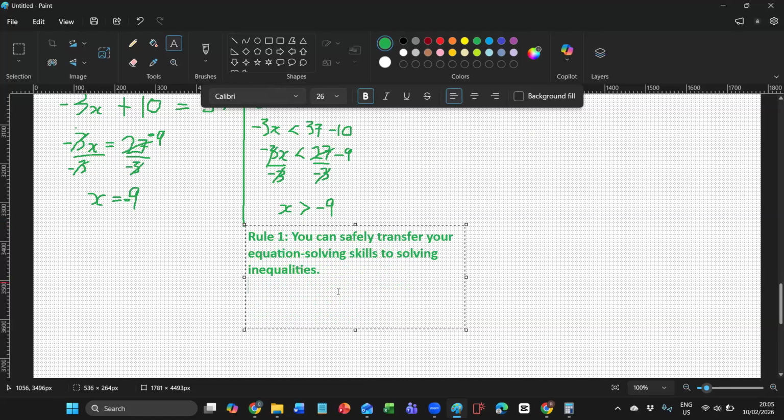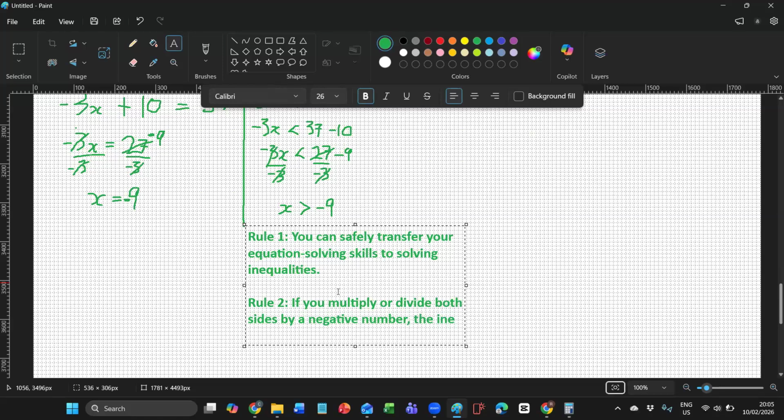So rule 2 says what? Rule 2 is what we just discovered: if you multiply or divide both sides by a negative number, the inequality sign flips.